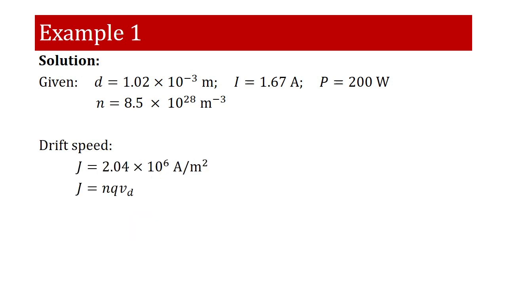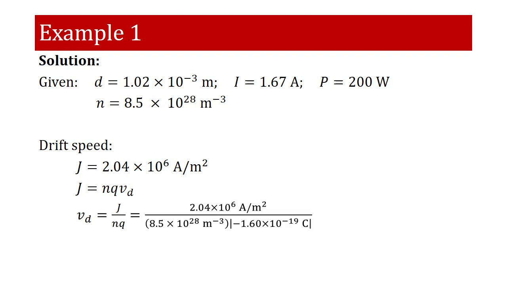For drift speed, we will use another formula for J, which is equal to nqvd. Kay mao man na siya ang formula nga naa ang vd aside from the current I. I-rearrange nimo ang variables, so naa kay vd equals J over nq. And we will substitute our values.